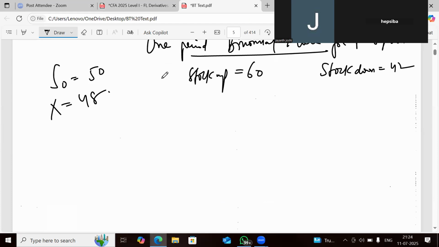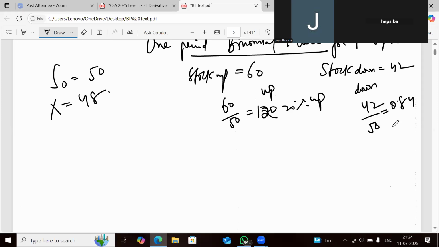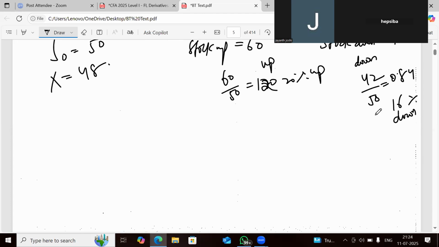So see, in the previous example also there was some up and down. How much up it has gone and how much down it has gone, we can find out that also. 60 by 50, 1.20, 20% up. And 42 by 50, 0.84, 16% down. After this we will do the risk neutral probability, this will be an important factor.